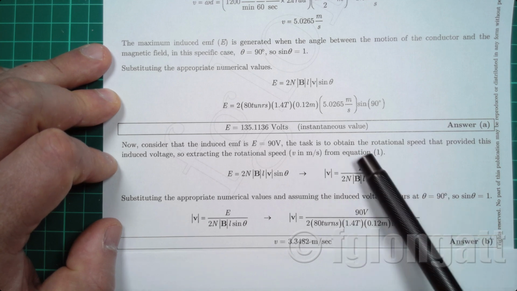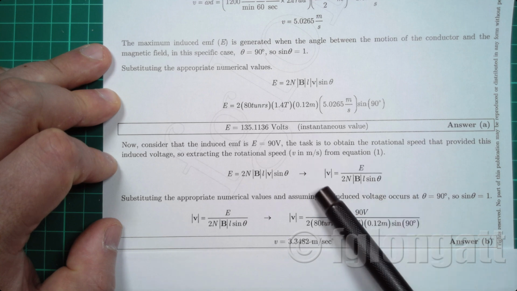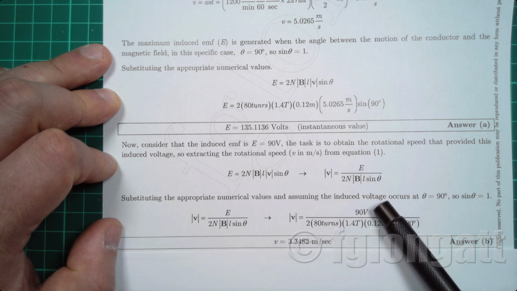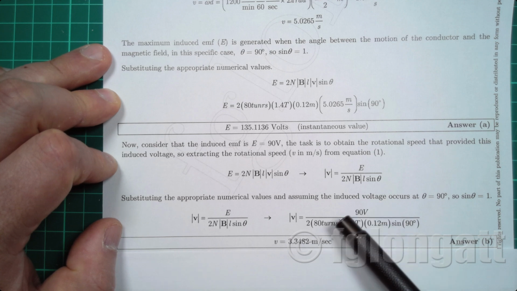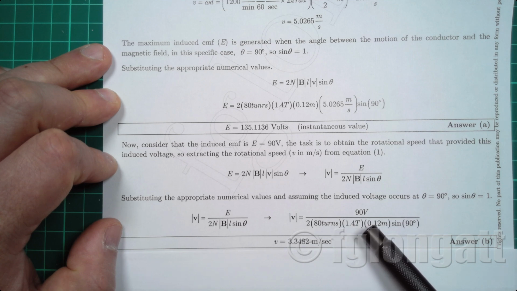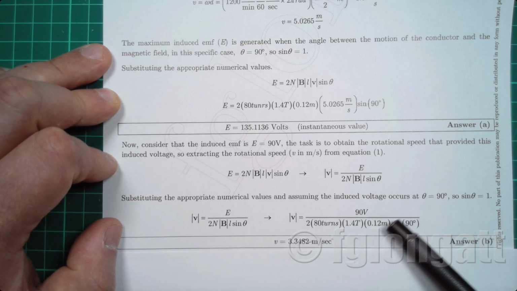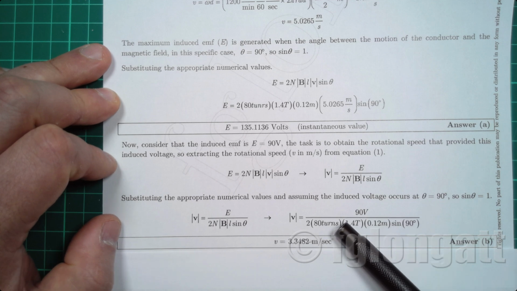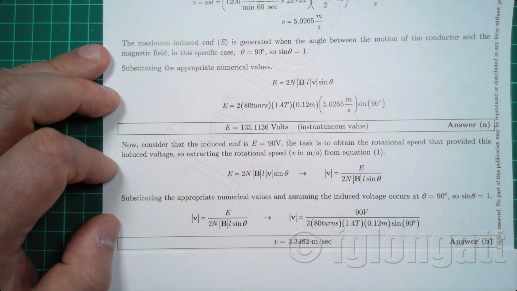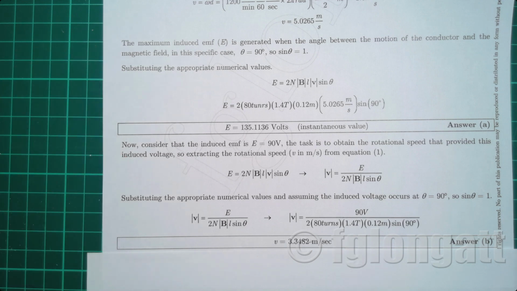Finally, we substitute the numerical values in this equation. You can see in the numerator 90 volts, and in the denominator 80 turns, 1.4 Tesla for the magnetic flux density, 0.12 meters for the length, and the sine of the angle 90, that is 1. So finally, you can see 3.34 meters per second. That is the linear speed at which we need to move this coil inside this magnetic flux density.